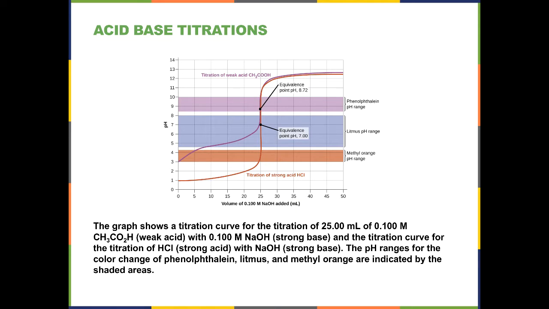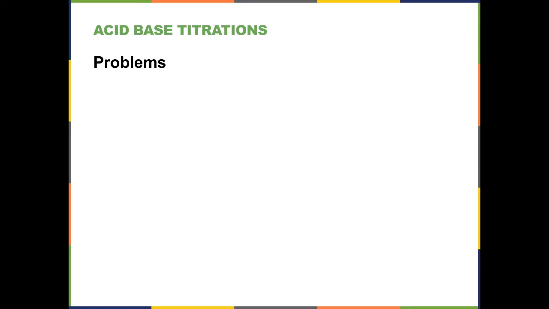The graph shows the titration curve of 25 mils of acetic acid with 0.1 molar sodium hydroxide. The titration curve for a strong acid and a strong base will have an equivalence point at 7, but for a weak acid and a strong base, the equivalence point is actually in the range for phenolphthalein. So let's do a couple of problems to look at how you do acid-base titrations.